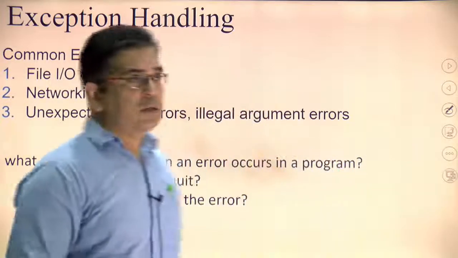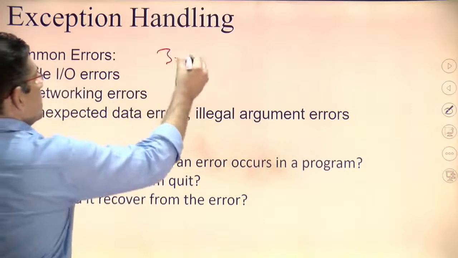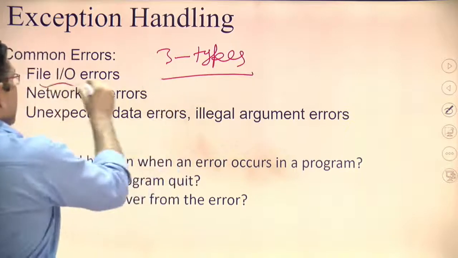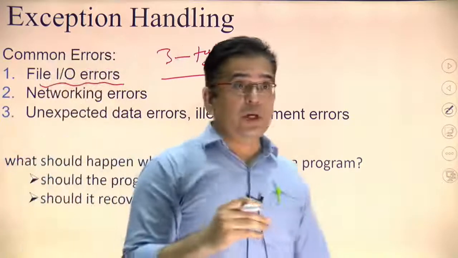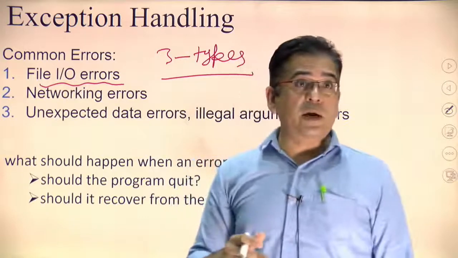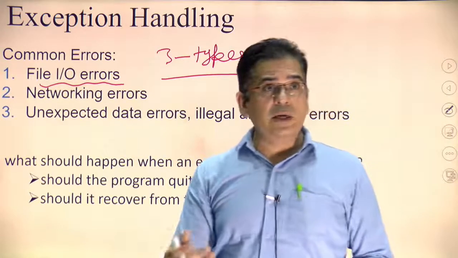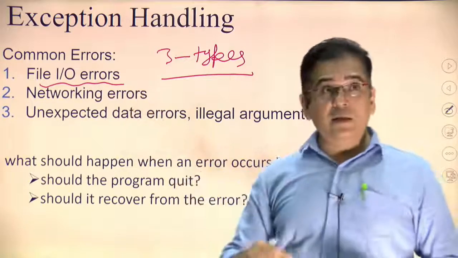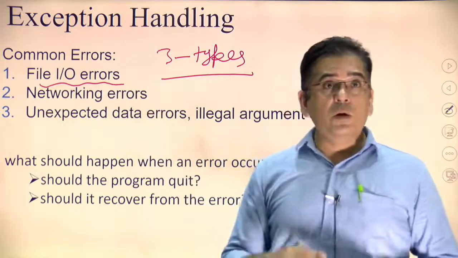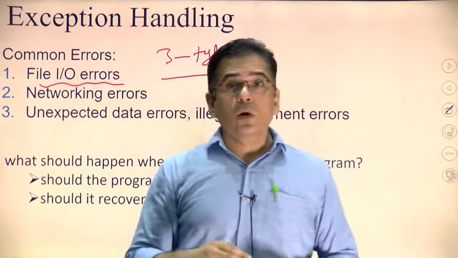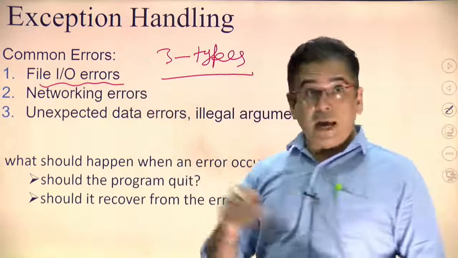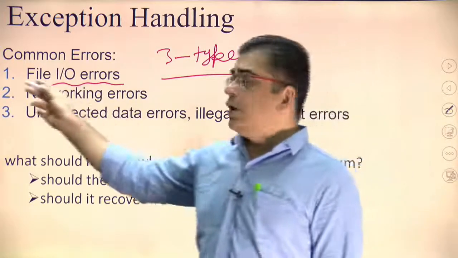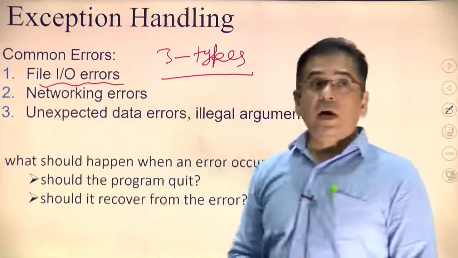The common errors may be further classified into three categories, or you can say three types. Number one, file IO errors. File IO means input and output related errors when you are accessing any file within your main program. So file IO error means either there is a problem in opening a file, or there is a problem in closing a file, or there is a problem in writing or appending the content of a file or saving of a file. So all these kinds of errors come under the category file IO errors.